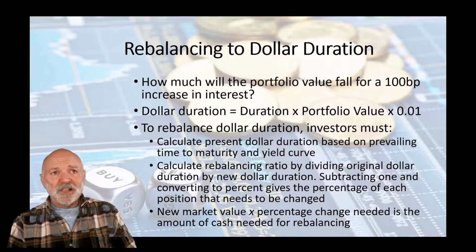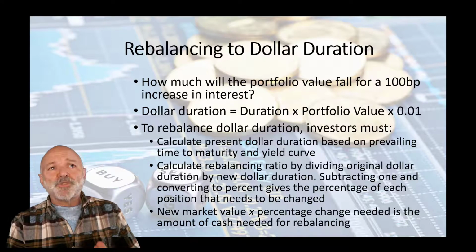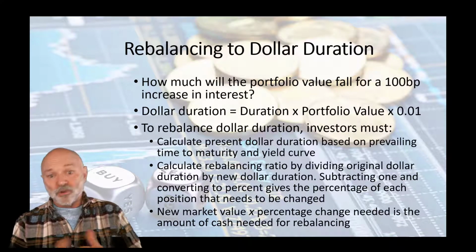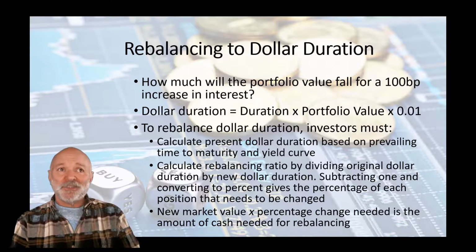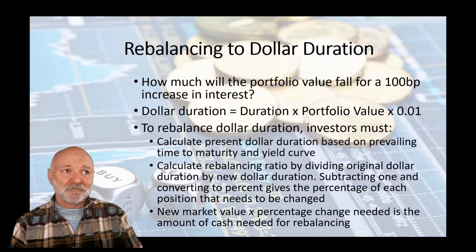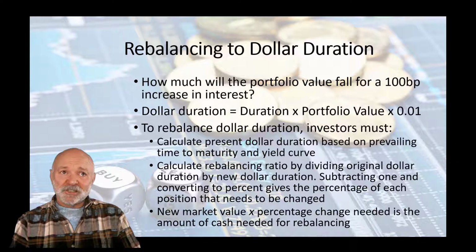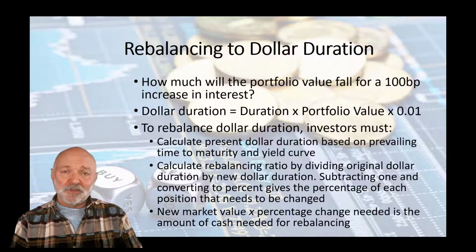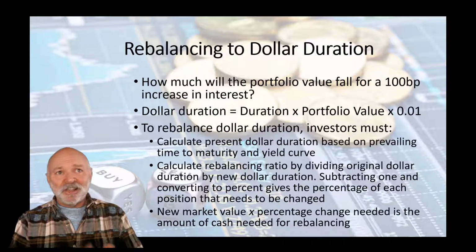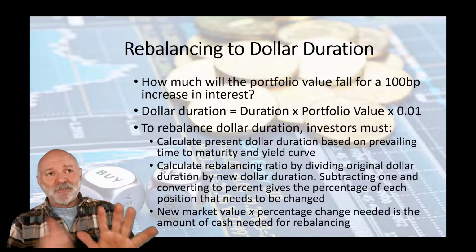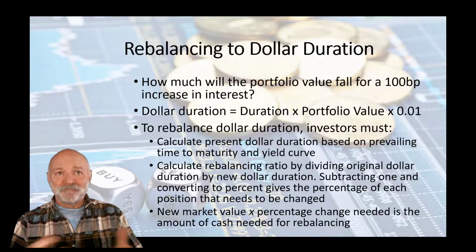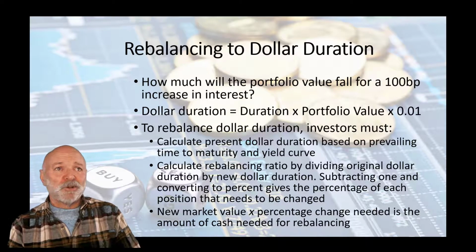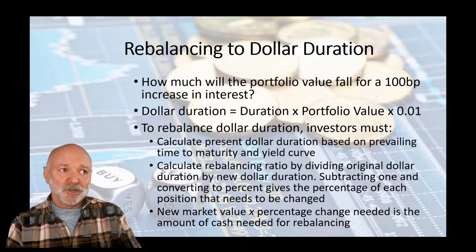One of the things that we try to match is the dollar duration. Dollar duration essentially asks, how much will the portfolio value fall for a 1% increase in interest? A 1% decrease in interest would lead to a portfolio rise in value. Essentially, dollar duration is expressed as a percentage duration times the portfolio value. So if we have a 5-year duration and we have a $1 million portfolio, 5 times $1 million, set that as a percent, multiply it by 0.01 would give us the dollar duration.